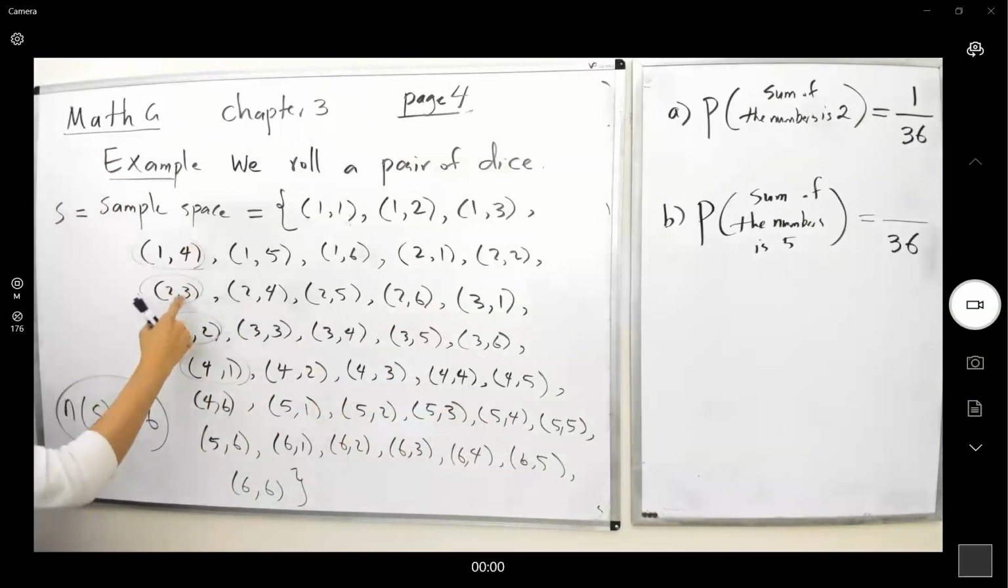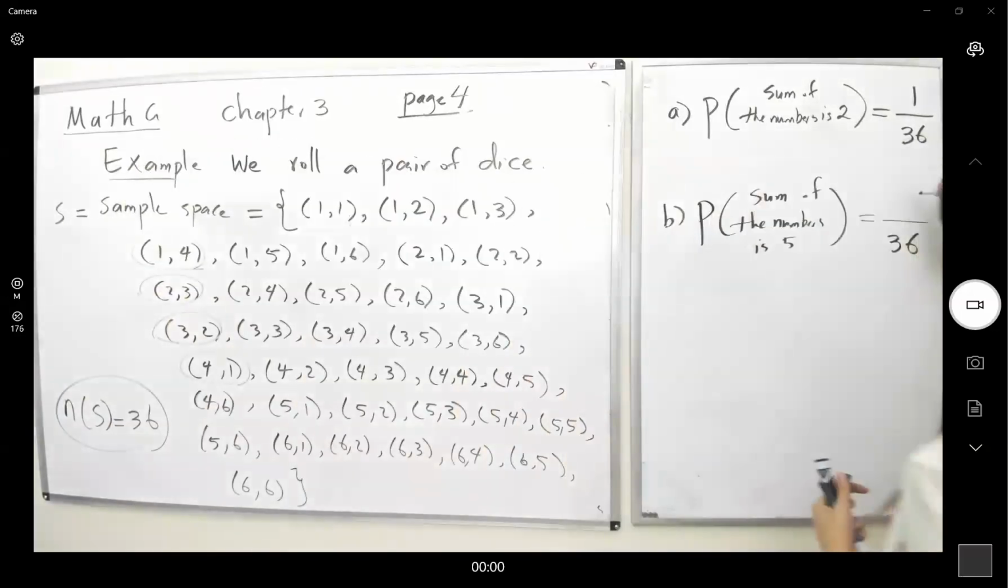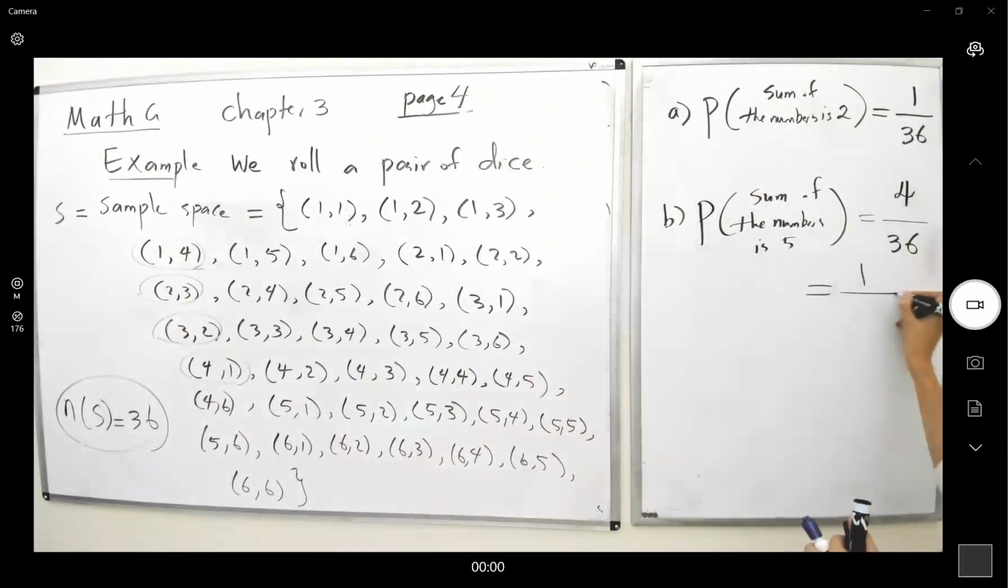Here you have 1, 2, 3, 4. That's it. Yes, it seems like this is it. 1, 2, 3, 4. 4 out of 36. You can simplify that. You can get 1 divided by 9. 1 out of 9.